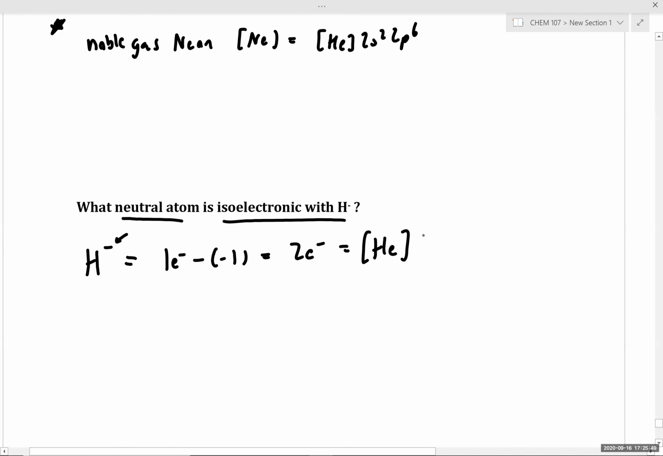So H minus is isoelectronic, has the same number of electrons as helium. So it's isoelectronic with helium. Does this example make sense? Perfect, perfect.